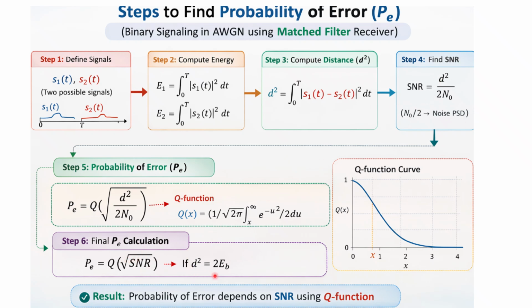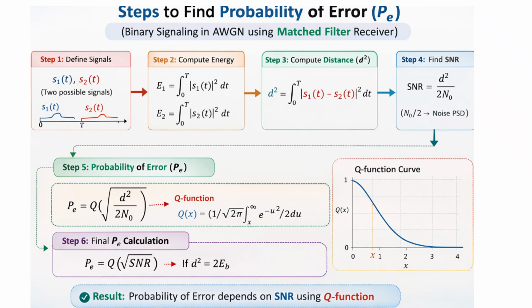That's all, right? So now the question is, what is this Q? Q is a special function: 1 over the square root of 2 pi, times the integration from x to infinity of e to the power minus u square by 2, du, whatever variable you are using, right? So this is the function.